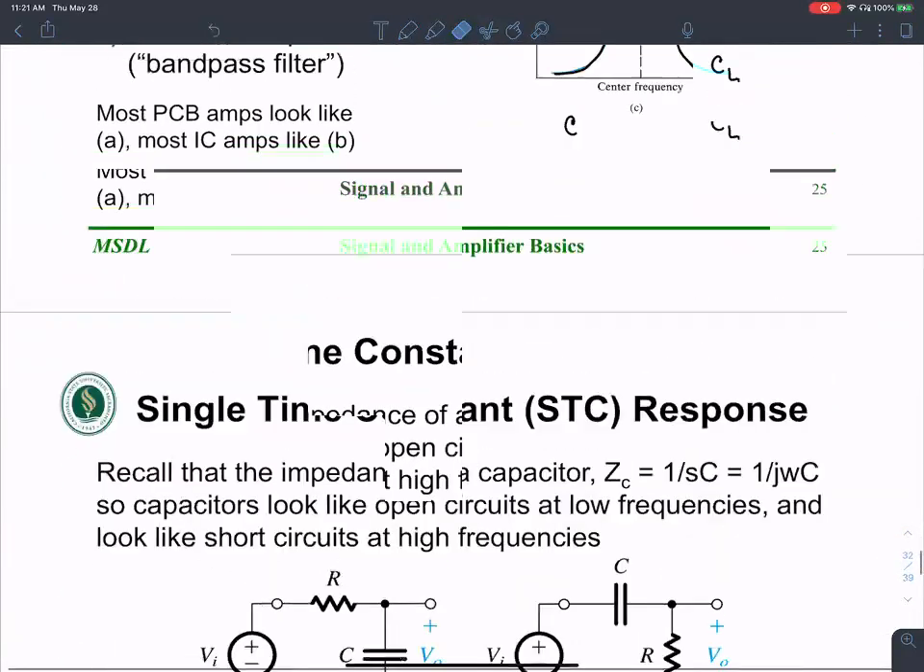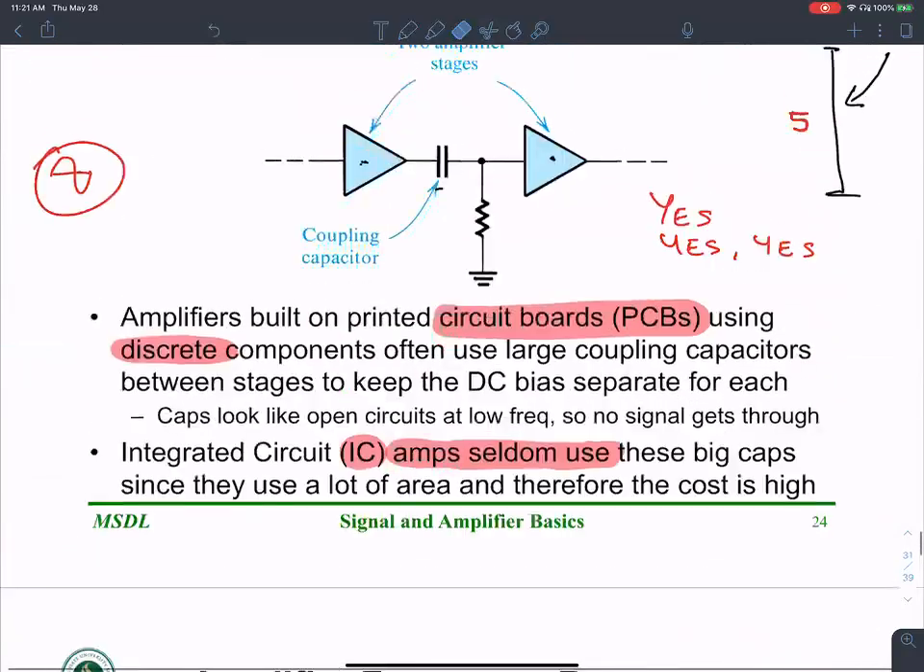Now, this idea, okay, this C and R, what are the units of the product of R and C? If you multiply R and C, what value do you think you get?